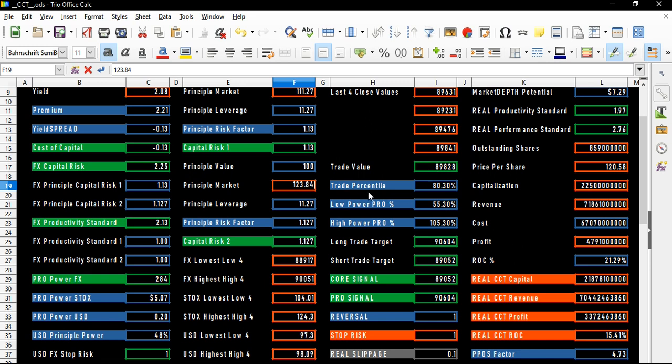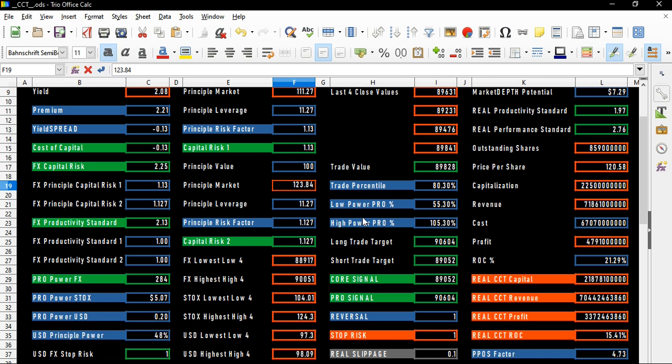The trade percentile puts that trade at 80%. Now, when I say 80%, think about it like a Fibonacci retracement, sort of. It's putting it in an 80 percentile, so we're in the top 20% range. The low power pro percentage, in other words, the low end of the trade, what it projects to be the low end or the short end of the trade, is at 55%. Now, if that's over 50%, then you're on the bullish side of that trade.